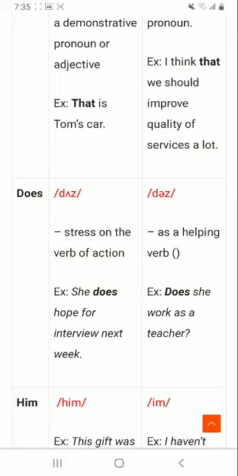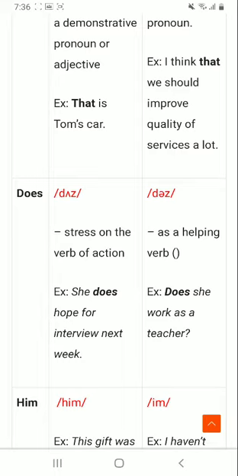Next, does. Where the does becomes strong and weak, we are going to see here. It becomes stressed on the verb of action verbs. Action verbs means if someone is doing some action, he or she or a noun, someone is doing, there comes a stress on the action. She does hope for the interview next week. She might be doing good for the interview next week. So it means someone's action. She might be going, she might be coming, something like that. So she does hope for the interview next week.